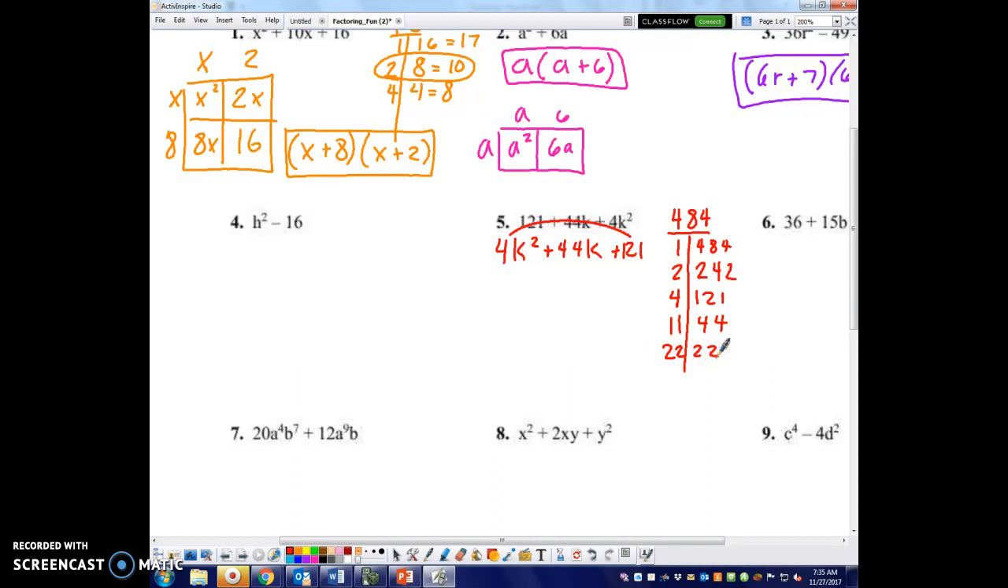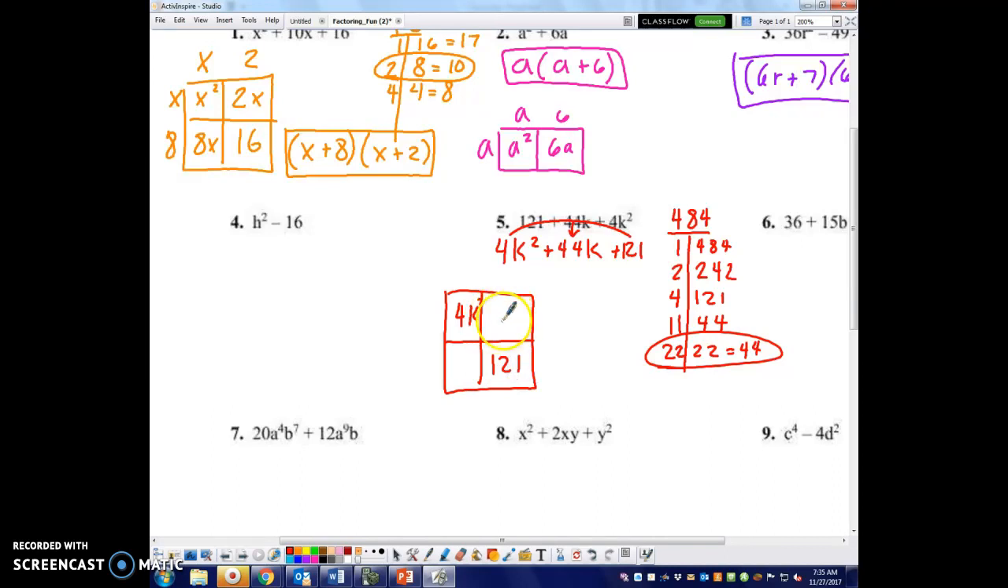Okay, so that's going to be it because these two numbers are the same. So if we add them all up, I'm just going to add up the bottom one. It does give us 44, which is what we're looking for. Okay? So we'll make our box. 4k squared goes here, and 121 goes here.